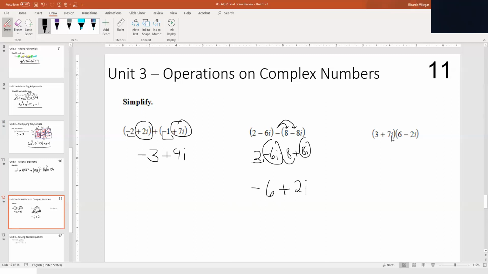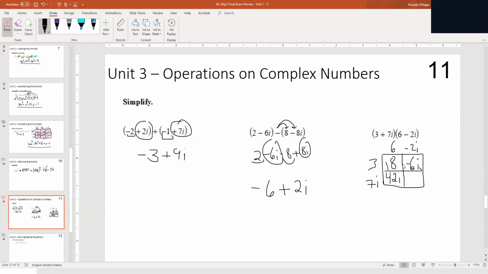And then the last complex number here, we're multiplying, and you can tell it's multiplication because the parentheses are next to each other. There's 2 ways you can do it. You can distribute, or you know what? Let's organize this multiplication using the box area method. So 3 goes there, 7i goes here, 6 goes there, negative 2i goes there. 3 times 6 is 18. 3 times negative 2i is negative 6i. 7i times 6 equals 42i.